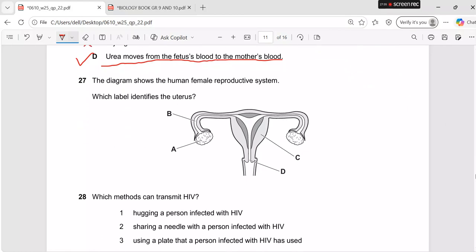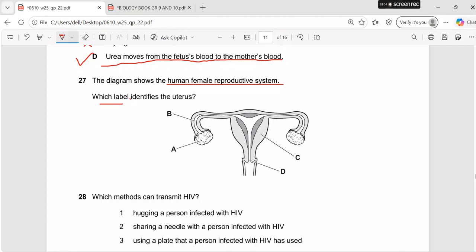27. The diagram shows the human female reproductive system. Many times you have seen it in the biology book, and you must have studied all the different parts of the human male and female reproductive systems. Wherever the labeling questions are there, students should do them very quickly because these questions can give you very solid, to the point and quick marks.